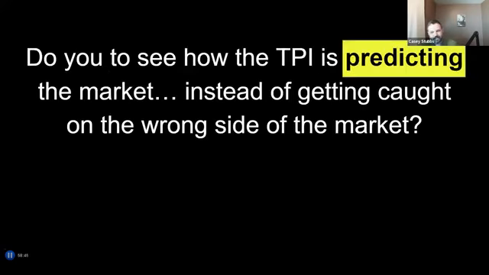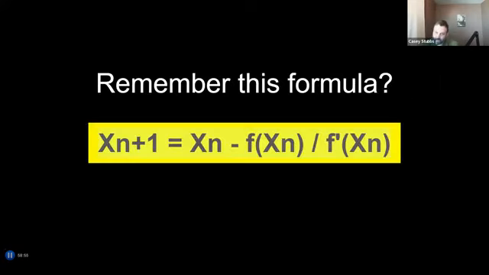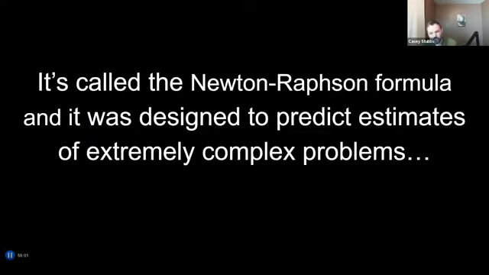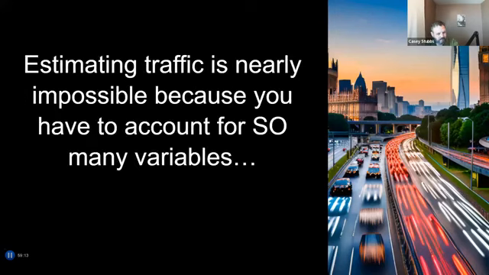So do you see how TPI is predicting the market instead of getting caught on the wrong side of the market? By now, you're probably wondering how on earth it's able to do that. Well, do you remember this formula? It's called the Newton-Raphson formula, and it was designed to predict estimates of extremely complex problems, like how much traffic will exist during specific points in time.